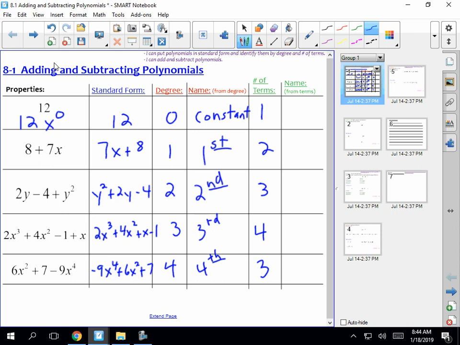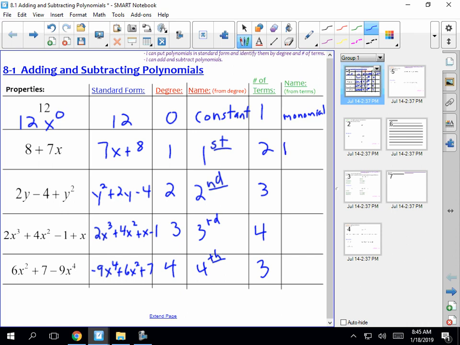A 1-term polynomial is called a monomial. They used to have skis called a monoski. They're the precursor to the snowboard. You just step in and you're face forward. It's like a snowboard facing forward. That is a monoski, back in the 80s. Monomial. So mono is 1.